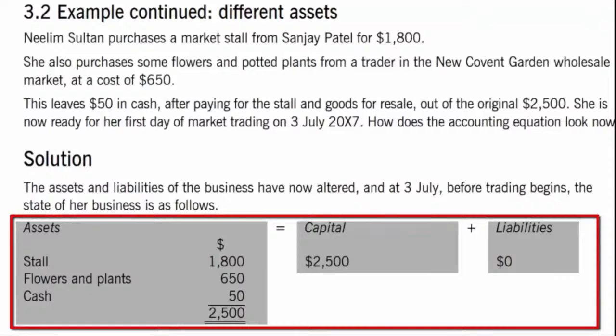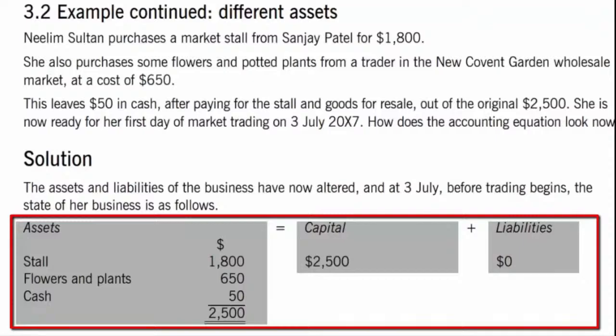Assets equals capital plus liabilities. Breaking it down, assets now include market stall, $1,800, flowers and plants, $650, cash, $50. Total assets, $2,500. Capital remains $2,500, as this is still the total amount Neelam invested. Liabilities remain $0 because she hasn't borrowed any money or taken out any loans. So the equation still balances. $2,500 equals $2,500 plus 0.